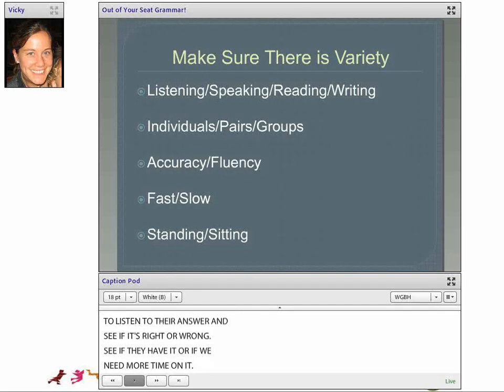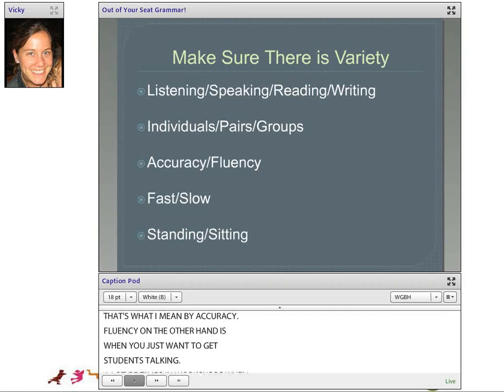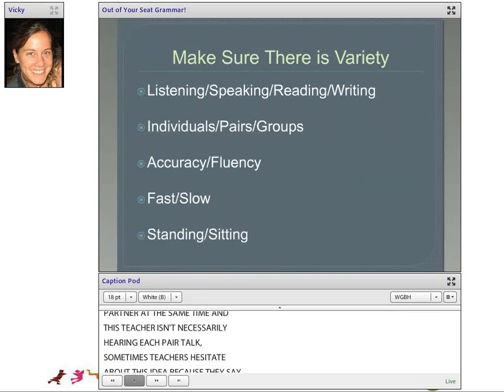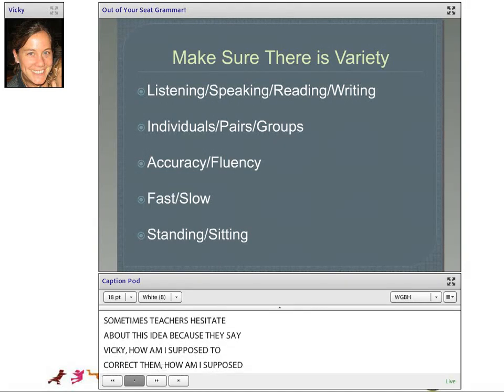Fluency, on the other hand, is when you just want to get students talking. A lot of times in workshops when I've introduced the idea of having students do a conversation rotation, or the sort of thing where all the students are talking to a partner at the same time and the teacher isn't necessarily hearing each pair talk, sometimes teachers hesitate about this idea because they say, Vicki, how am I supposed to be able to correct them? How am I supposed to hear their mistakes if they're all talking at the same time? I can't hear all of them at the same time if they're all talking. So maybe somebody's going to make a mistake and I'm going to miss it. So I'm not sure if that's such a good idea.